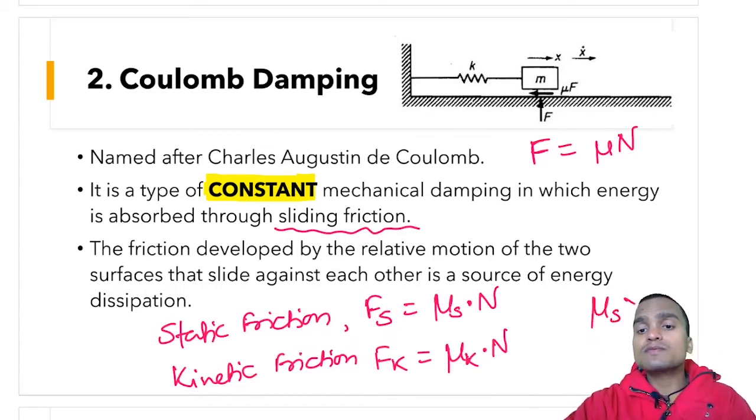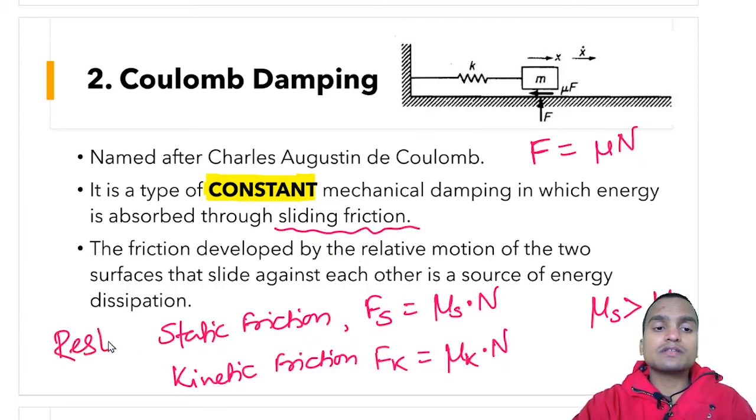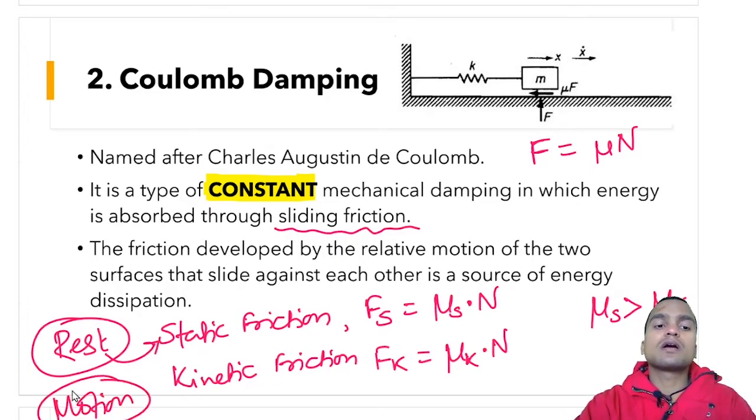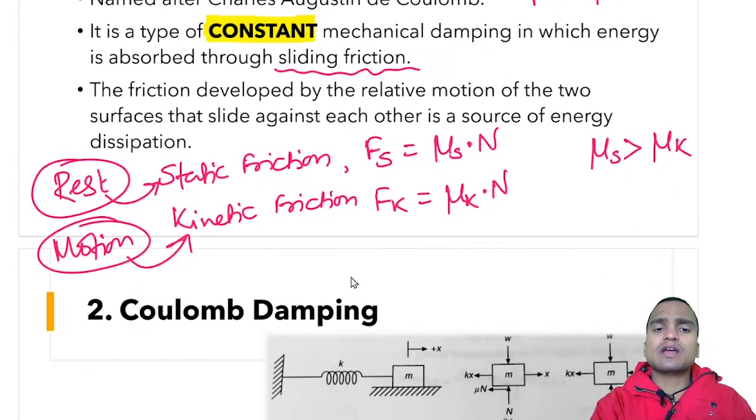Okay, mu s value is slightly higher than mu k, and when the body is stationary, at rest, then we apply this static friction, and when the body is in motion, then we apply kinetic friction. So this is the basic mechanism behind this calculation of friction.